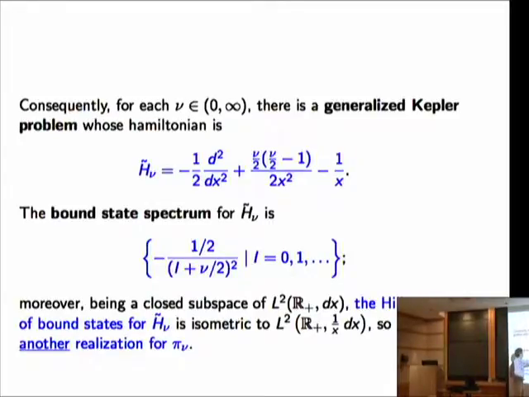This I runs from 0, 1, 2. Okay? And this nu over 2, nu, remember, is positive. So this is never 0. So the spectrum is like this. And moreover, when we solve this problem, our Hilbert space, the wave function, really lives here. So it's different from the other one. But then our Hilbert space, the bound state space, is really a closed subspace of that. And it is isometric to this one. So it provides another realization.